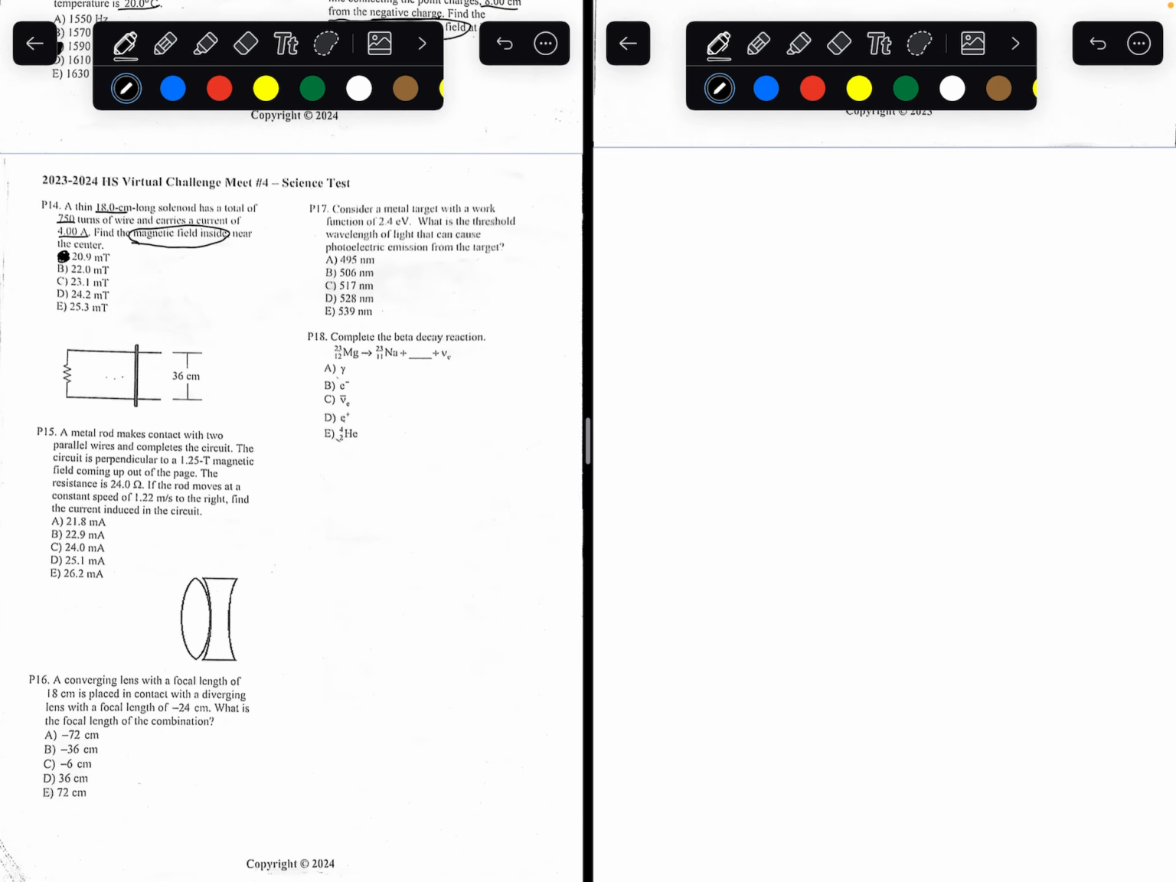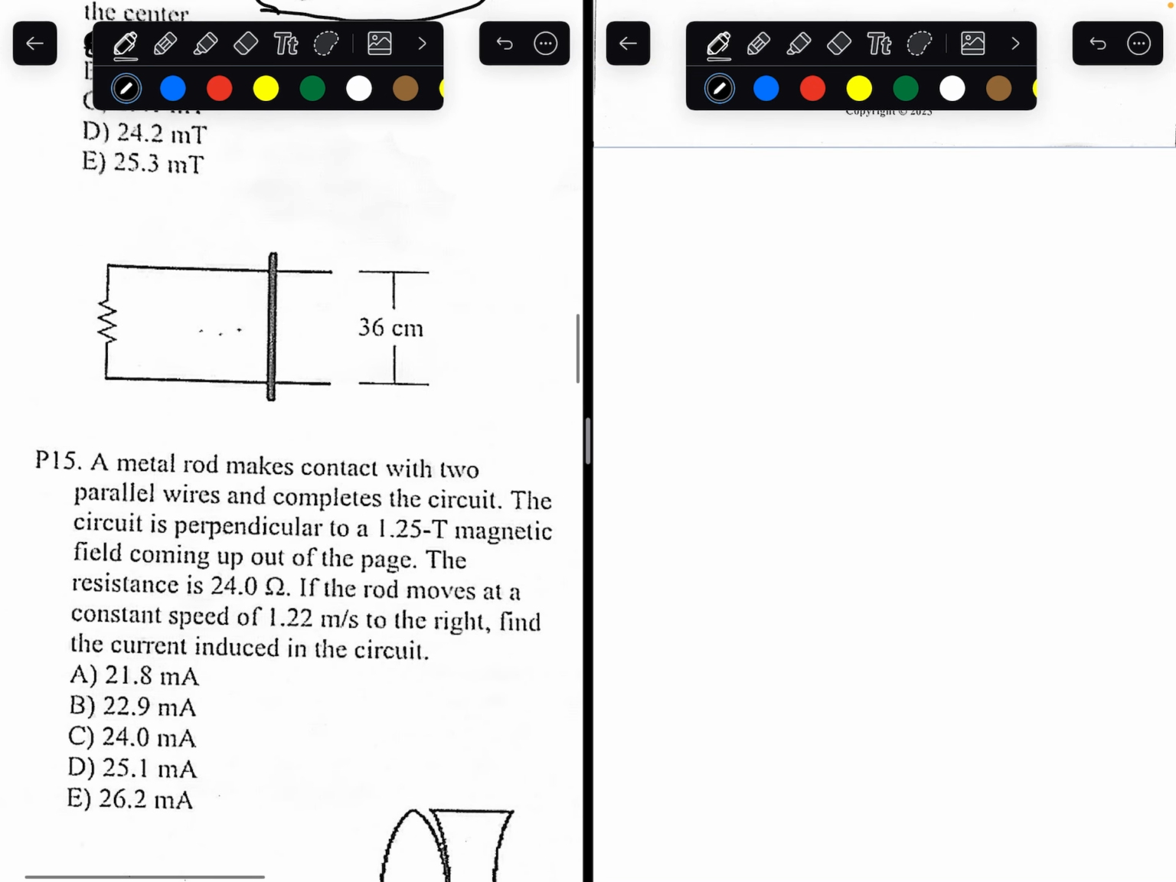Number 15. A metal rod makes contact with 2 parallel wires and completes the circuit. The circuit is perpendicular to a 1.25 Tesla magnetic field coming up out of the page. The resistance is 24 ohms. If the rod moves at a constant speed of 1.22 meters per second to the right, find the current induced in the circuit.